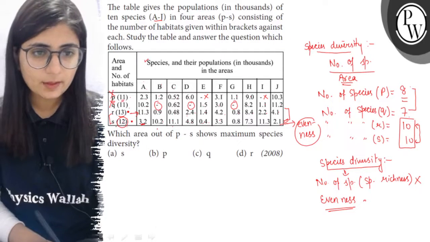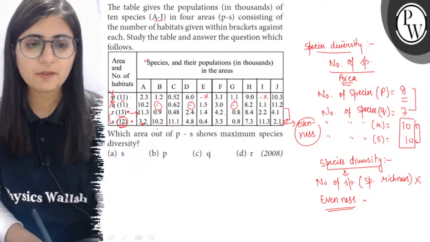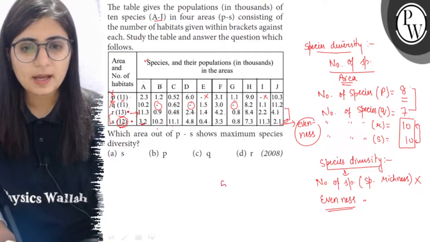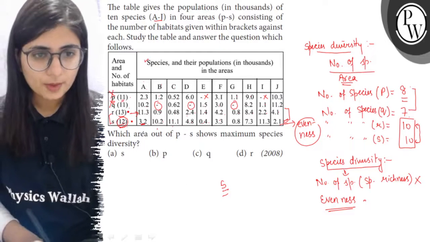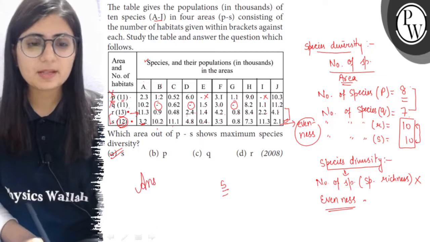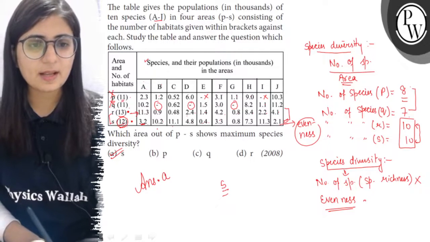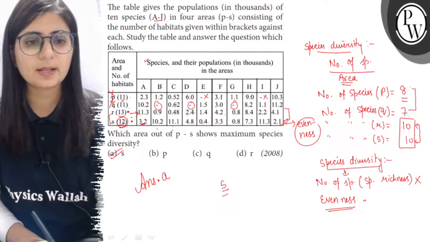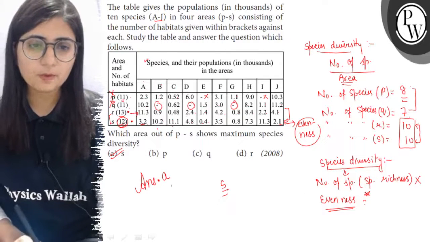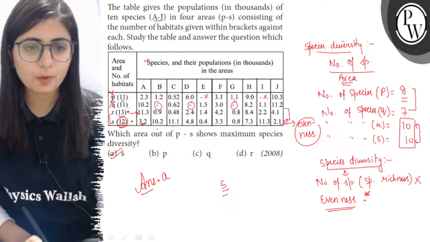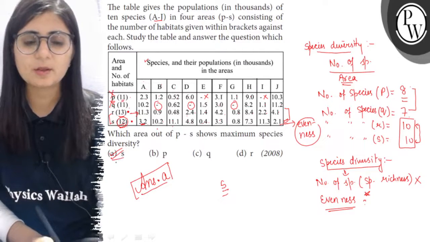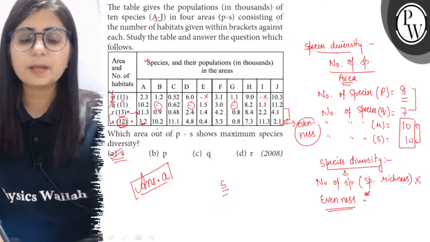And also here in 12 habitats, 10 species are found. So it means the species diversity of area S is maximum. So out of these, the area which is having the maximum diversity is area S, because in fewer habitats more number of species are there, and also the relative number of the members of species is more even. So the right answer of this question is area S. It means option A. I hope this explanation is clear.